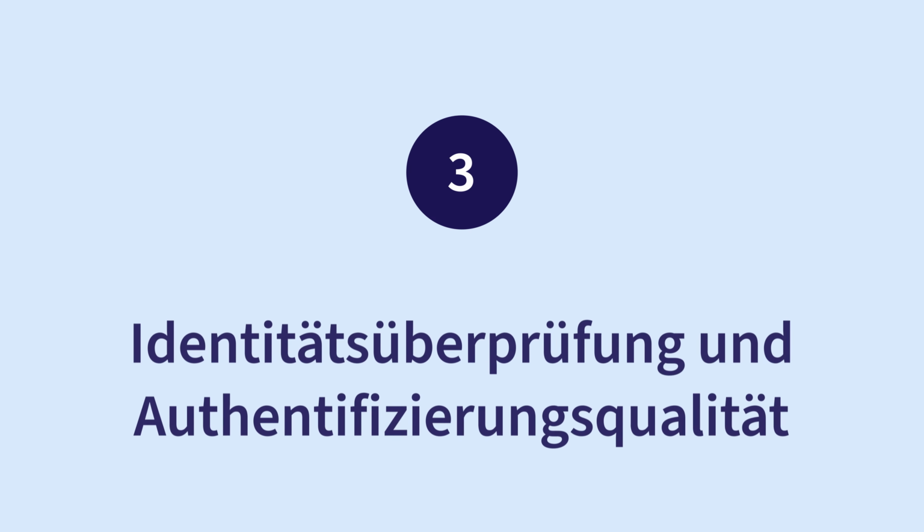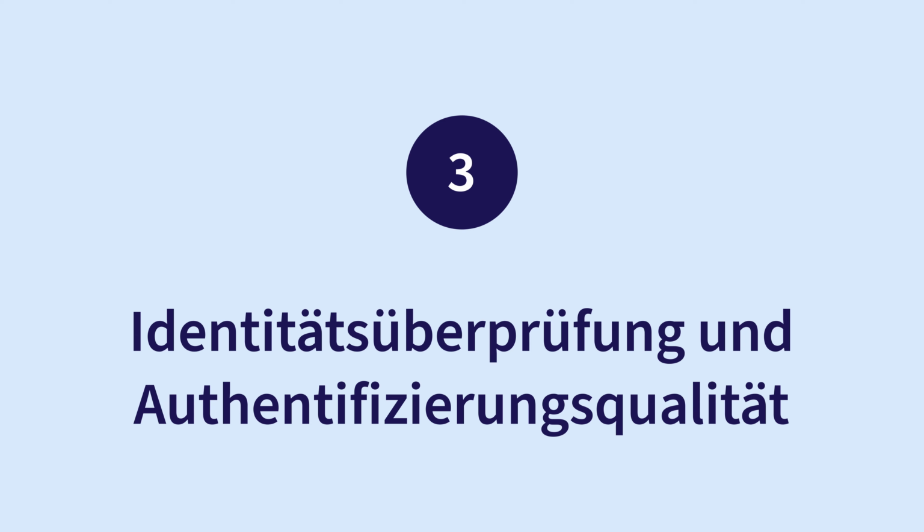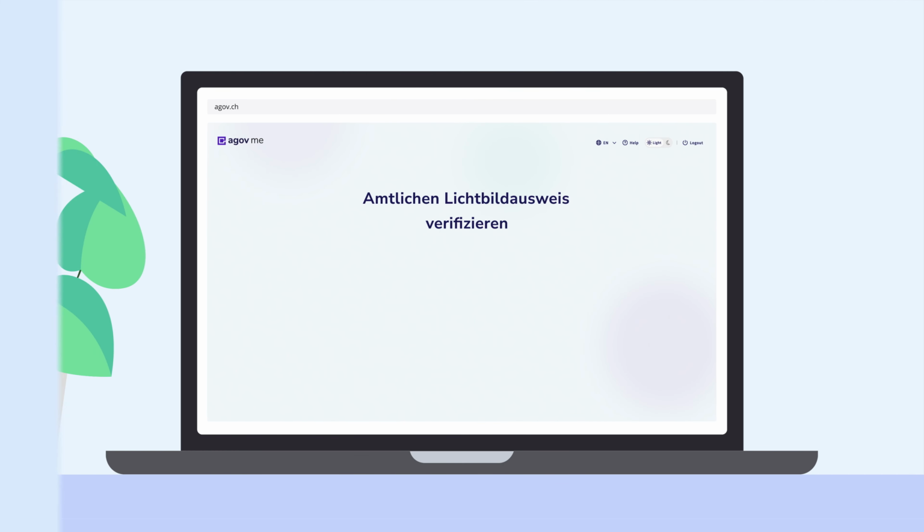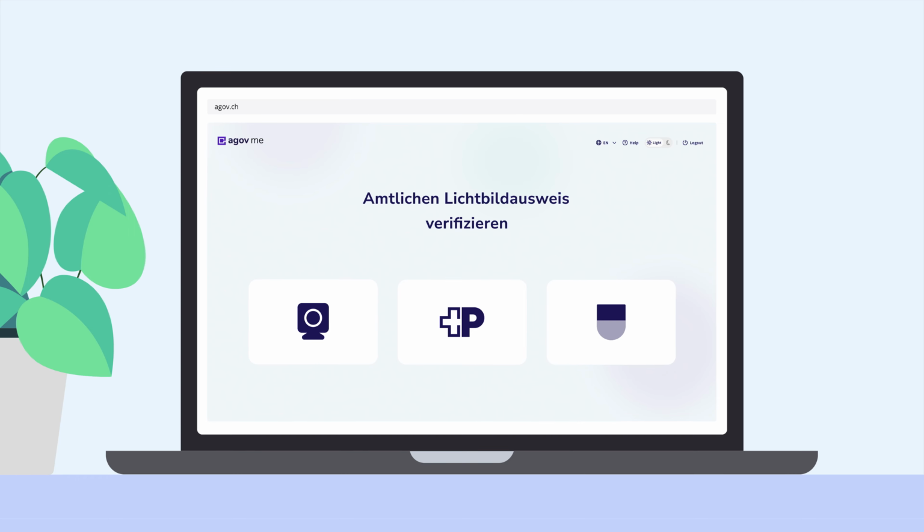In AGOV, you can upgrade the quality of your AGOV ID by having your official photo ID verified. This can be done in a video phone call or by an employee at the Swiss Post Office, as well as at selected counters in certain cantons. Let's look at the ID verification at Swiss Post.